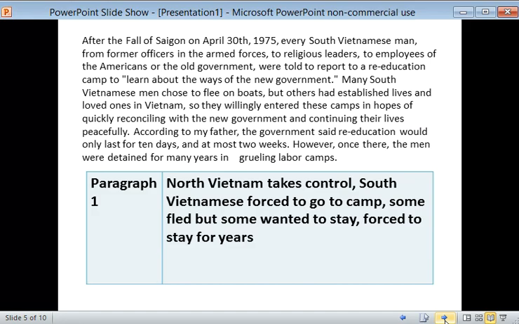So on the left, we're going to write paragraph 1. On the right, we can write, North Vietnam takes control, South Vietnamese forced to go to camp, some fled but some wanted to stay, forced to stay for years.